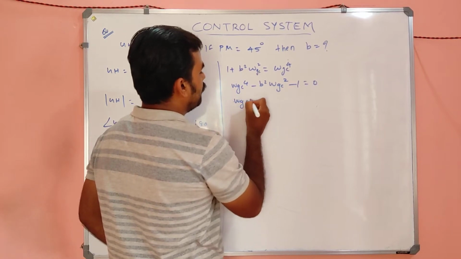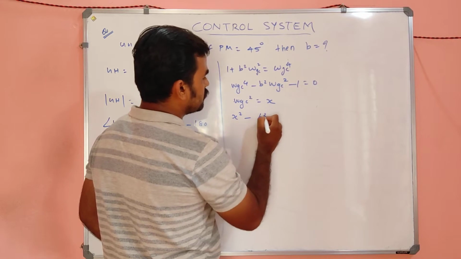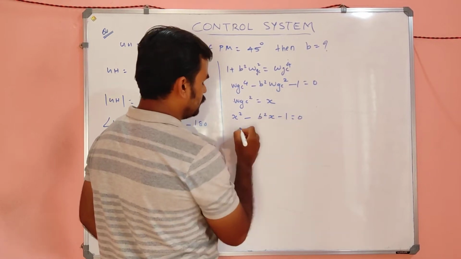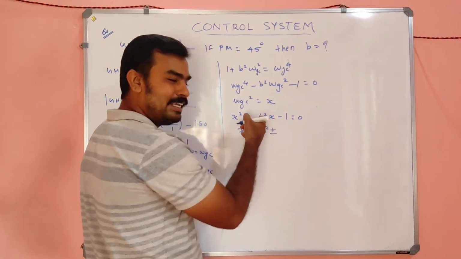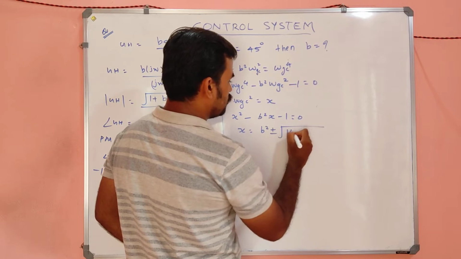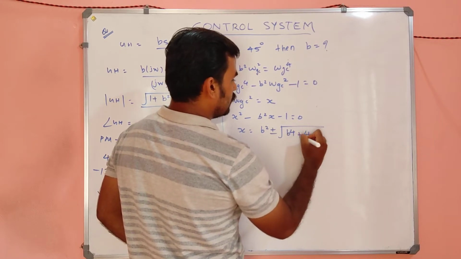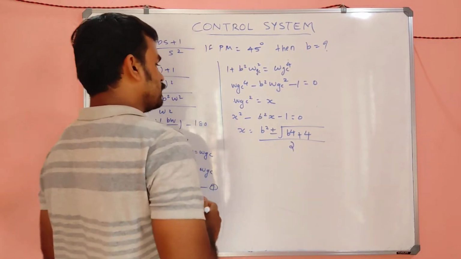So let omega gc square equal to x. So it will become x square minus b square into x minus 1 is equal to 0. Or x is equal to b square, instead of b it's b square, plus or minus root of b raised to 4 plus 4, divided by 2.